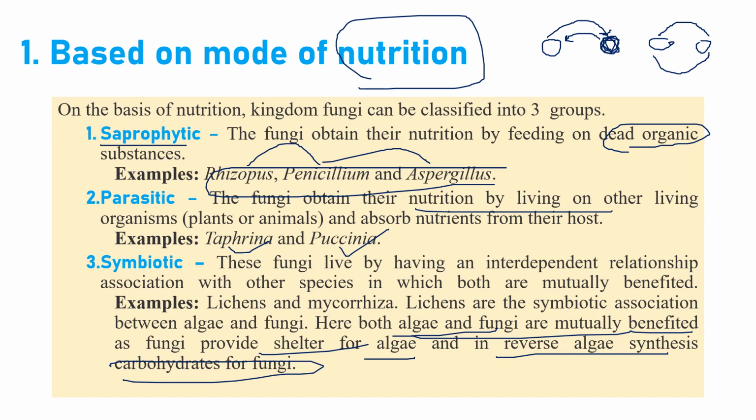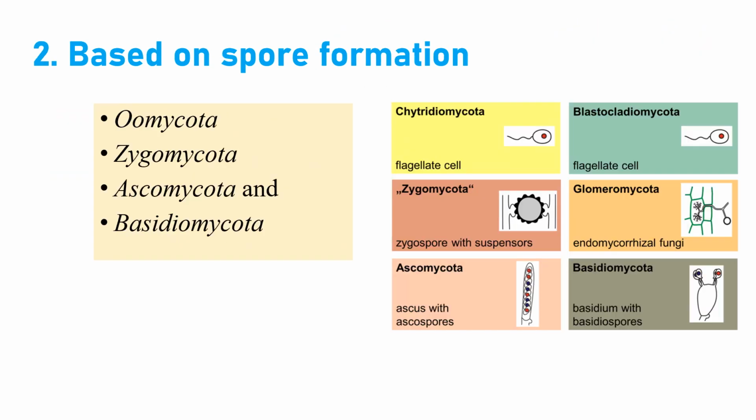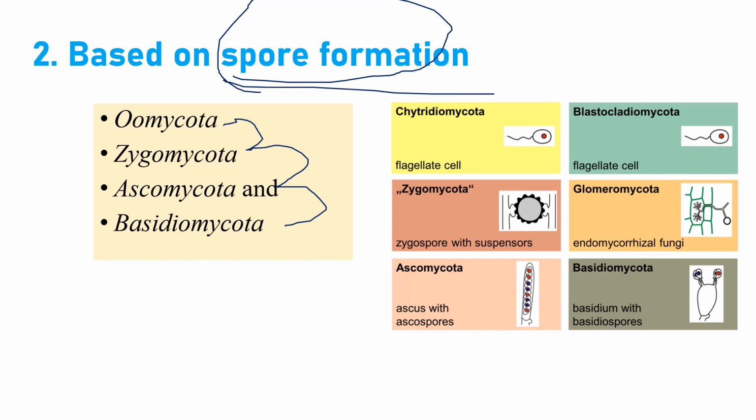So these are all the general modes of nutrition: saprophytic, parasitic and symbiotic. We'll see the next one. The next one is based on spore formation. What kind of spores will this group of fungi produce? Generally, in mycology, we study four major phyla of fungi, that is Oomycota, Zygomycota, Ascomycota and Basidiomycota. Now we will see what kind of spores they produce.